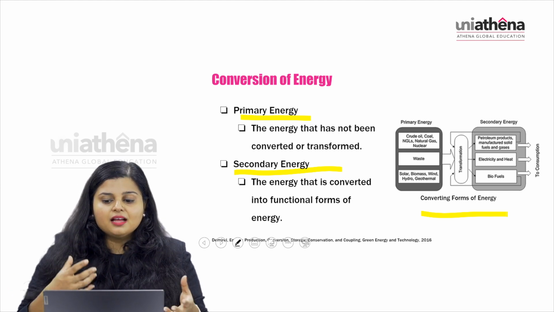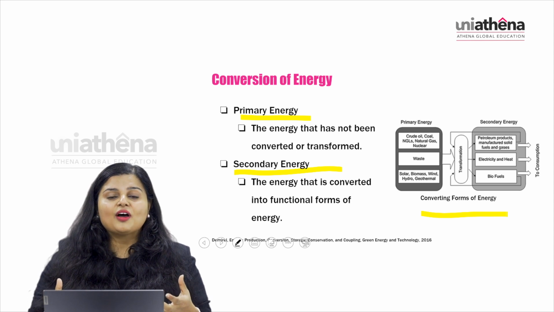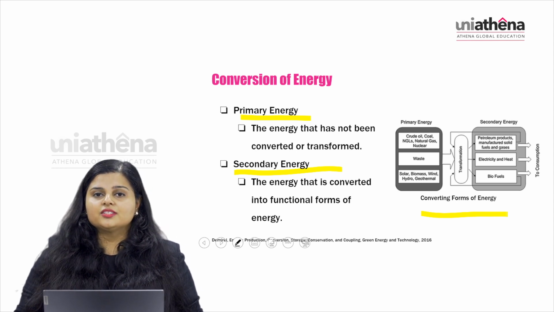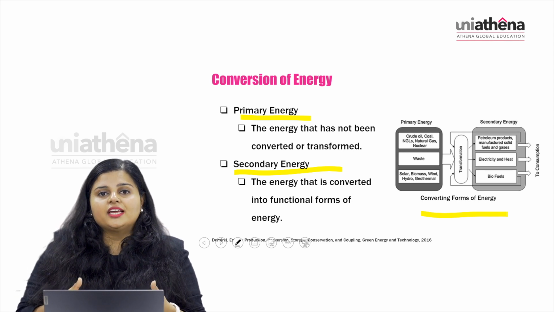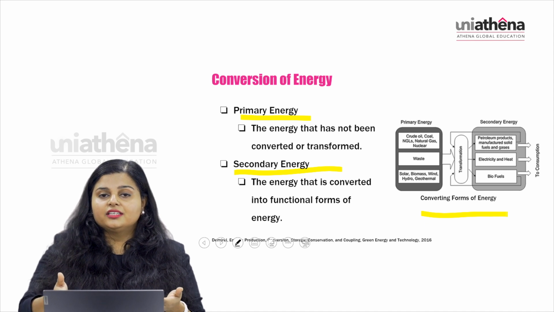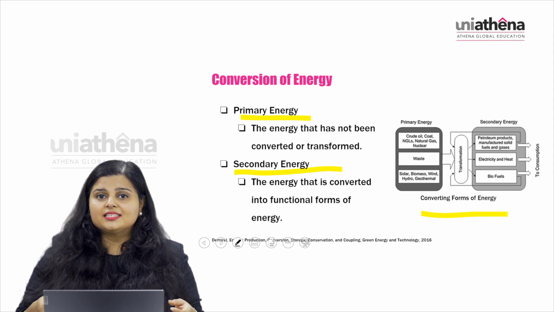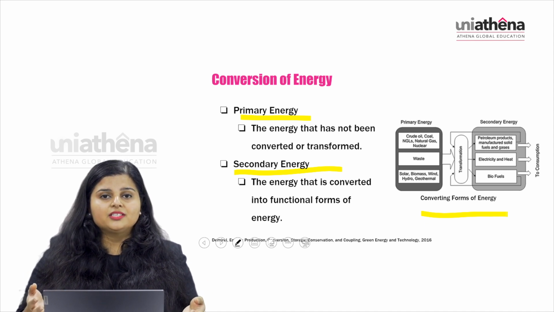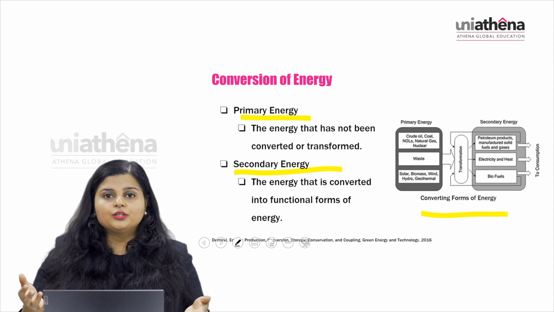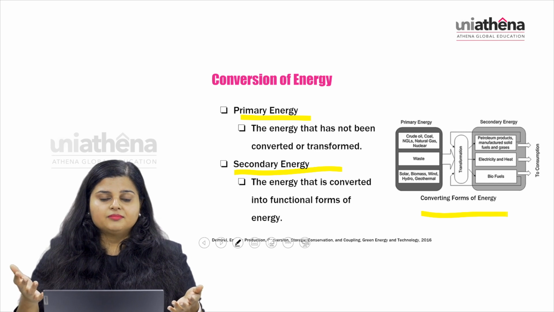From the examples you can understand that primary energy is the energy that has not been converted or transformed. The pure source of energy is what primary sources are. Based on the given examples, we can see that even waste can be used as a source of primary energy, and some are renewable such as solar, wind, etc. Some are non-renewable like the fossil fuels and their components.